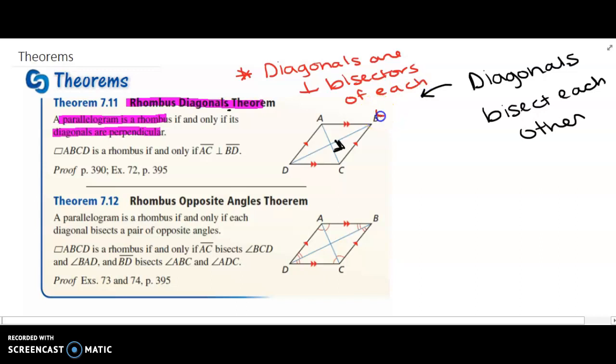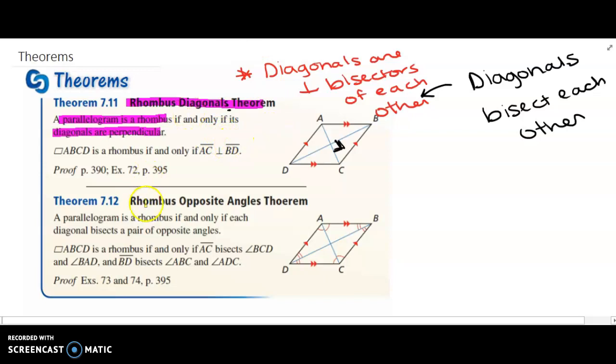of each other. Now guys, the hardest part about this chapter is to keep all of these properties in line with each shape. So try to do that as much as you can. That way you're not cramming the night before. All right, so that's this theorem.